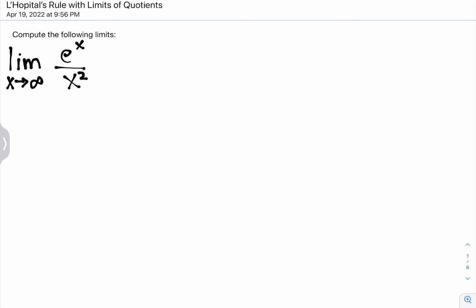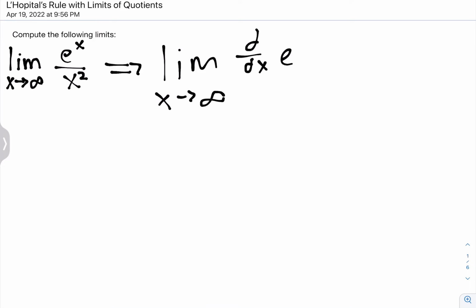So that's the case that you'd use that. Let's look at the case on the left here. Do we need to use L'Hopital's rule? Well, if we plug in infinity for x, we'll get infinity over infinity. So yes, we will use L'Hopital's rule and see if that helps. So this is going to be the same as the limit as x approaches infinity of the derivative of e to the x over the derivative of x squared.